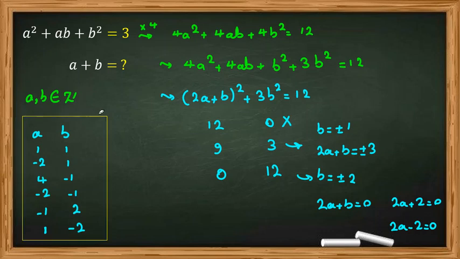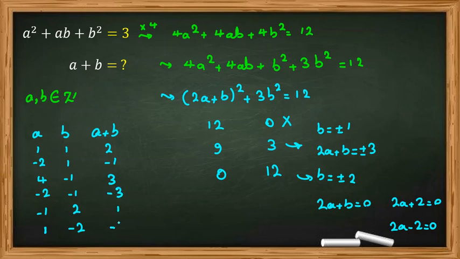But the problem says what? Find a plus b. So let's write a plus b. For this case, it is 2. For this case, negative 1. For this case, 3. For this case, negative 3. For this case, 1. For this case, negative 1. So it can be plus minus 1 or... look, we can negate both a and b. So if you reach one answer, 1 and 1 works. 1, negative 1 also. Negative 1, negative 1 should work.